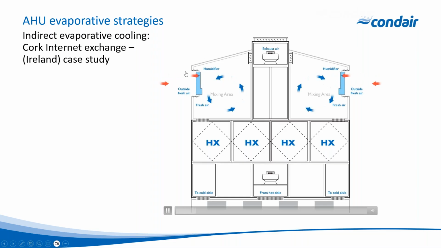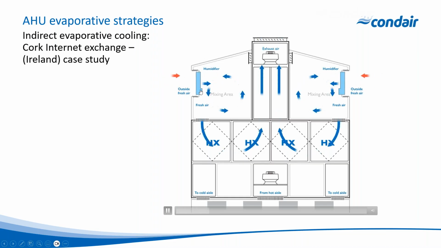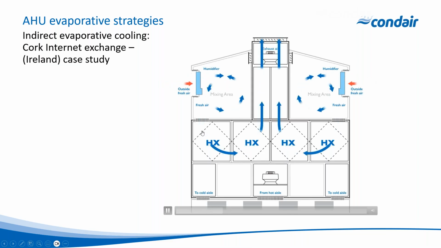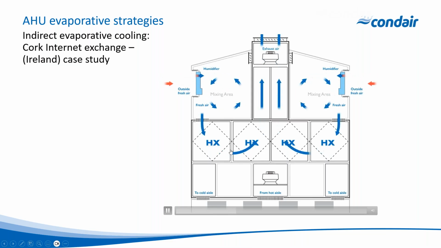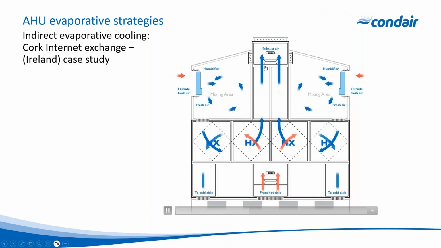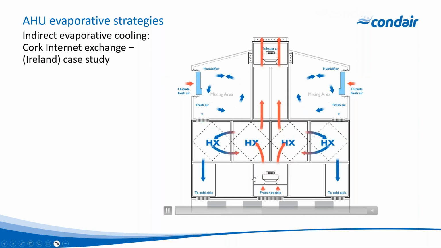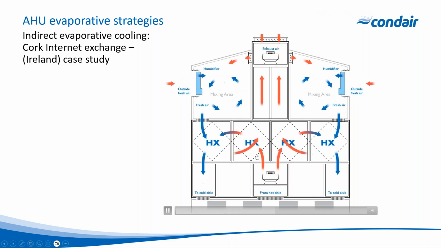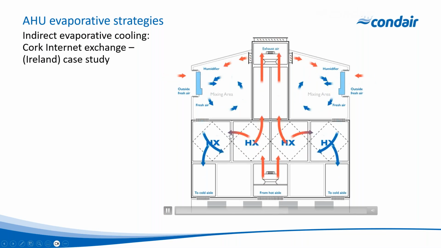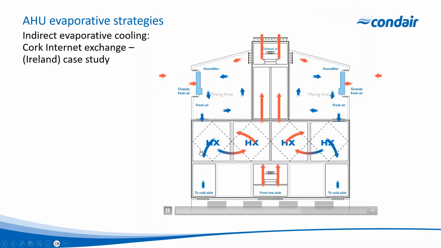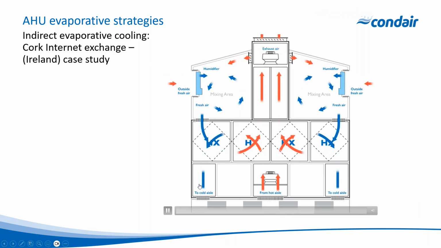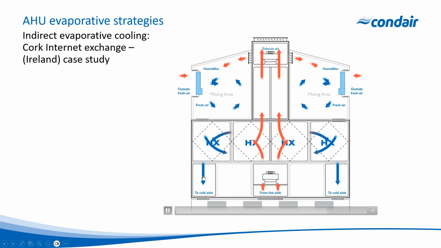So warm outside air coming in, evaporatively cooled in the mixing area, through the first heat exchanger, through the second heat exchanger, exhausted out. And then on the other side, from the hot aisle, going through the first heat exchanger, it's cooled sensibly, through the second, cooled down even further, supplied into the cold aisle, and then continually recirculated.